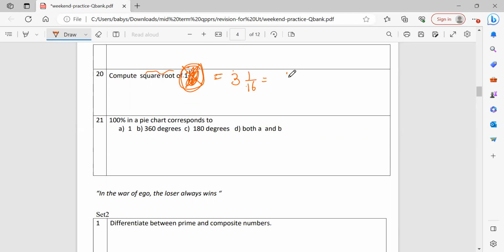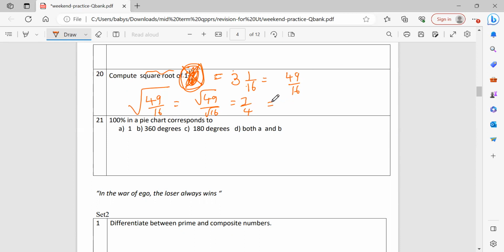16 threes are 48 plus 1, 49 by 16. So the square root of 49 by 16 we want, isn't it? So square root of 49 divided by square root of 16 is 7 by 4. And you can see now 7 by 4.